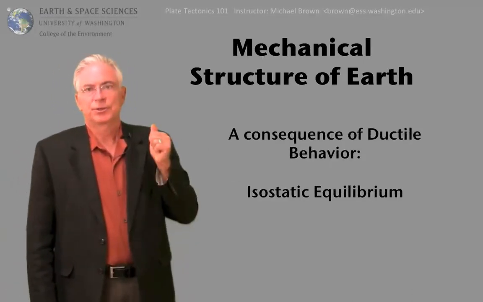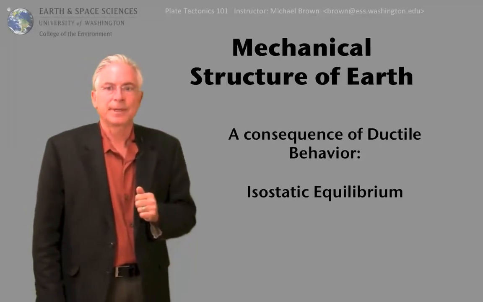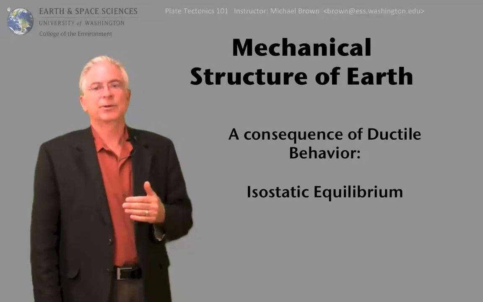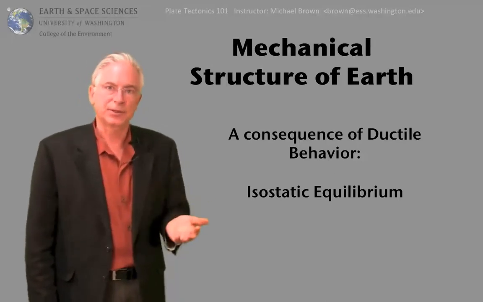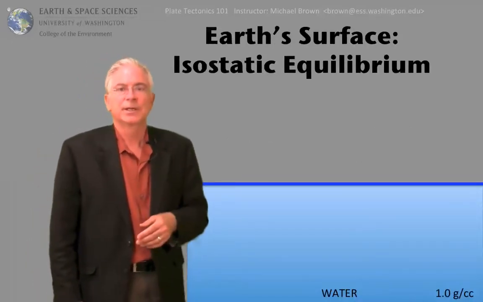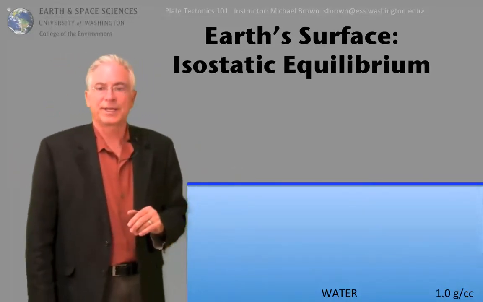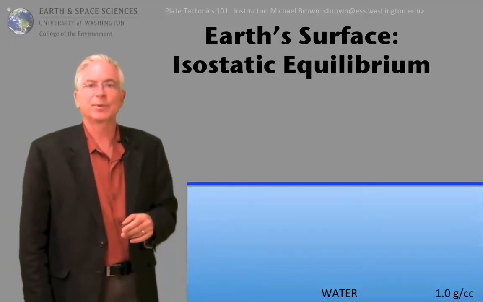So we're going to turn to isostatic equilibrium. A consequence of the mantle having ductile behavior is that the Earth's surface tends to be in isostatic equilibrium. So what does that mean? Well, I've put water here. Water has a density of 1 gram per cc.